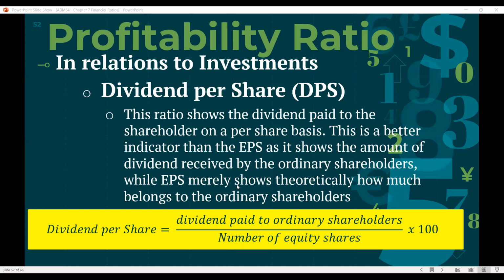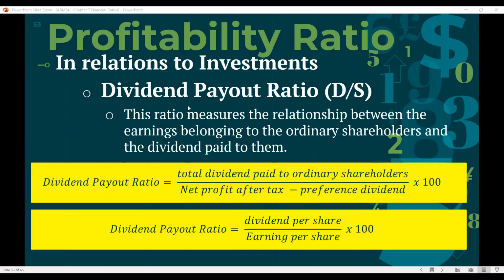So how profitable is your business when it comes to giving earnings and dividends to your shareholders. We also have what we call the dividend payout ratio. This ratio measures the relationship between the earnings belonging to the ordinary shareholders and the dividend paid to them. So from the word itself, dividend payout.